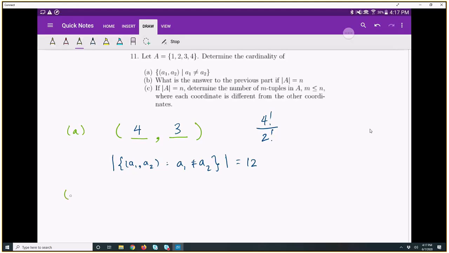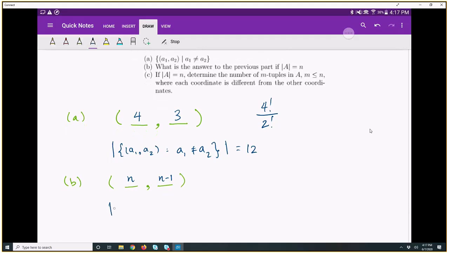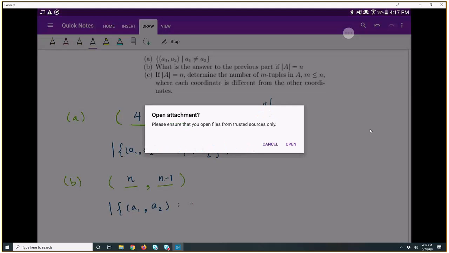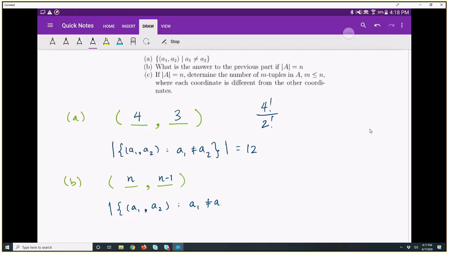Now, what is the answer to the previous part if the cardinality of A is n? Then still an element of the set is an ordered pair, but now for the first place I have n choices, and for the next place I have n minus 1 choices. So I have n times n minus 1 as the cardinality of the set. And that's n factorial over n minus 2 factorial.